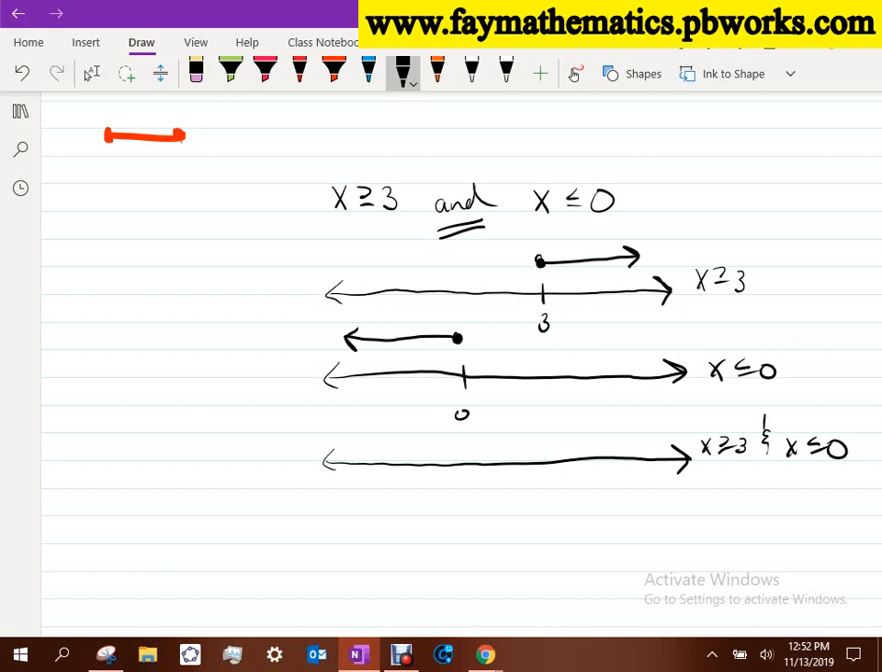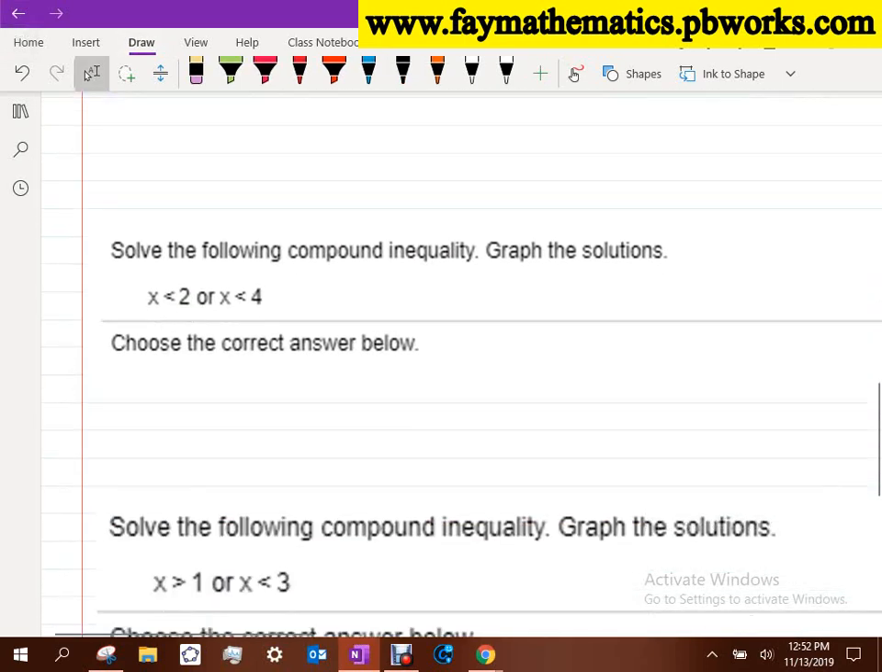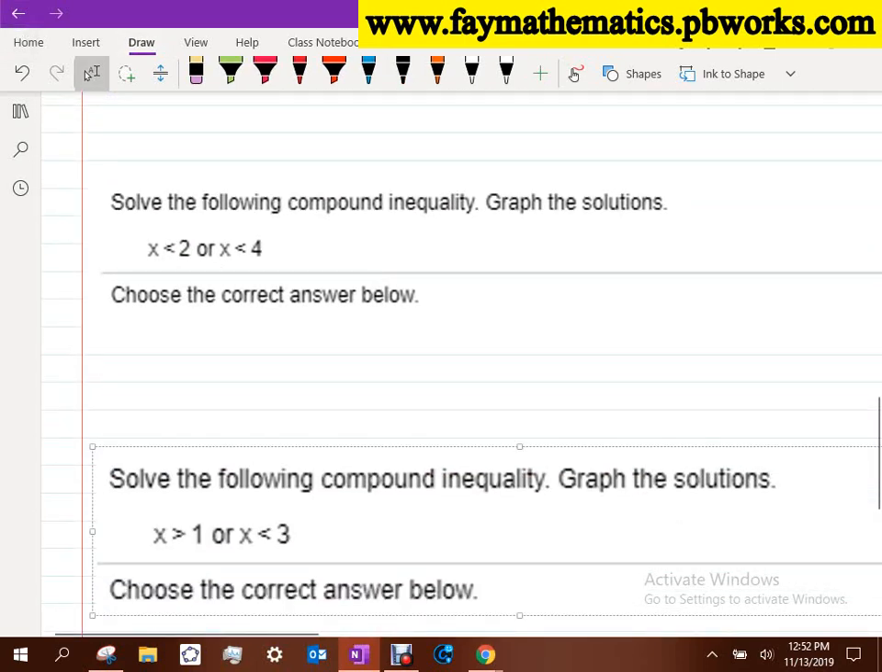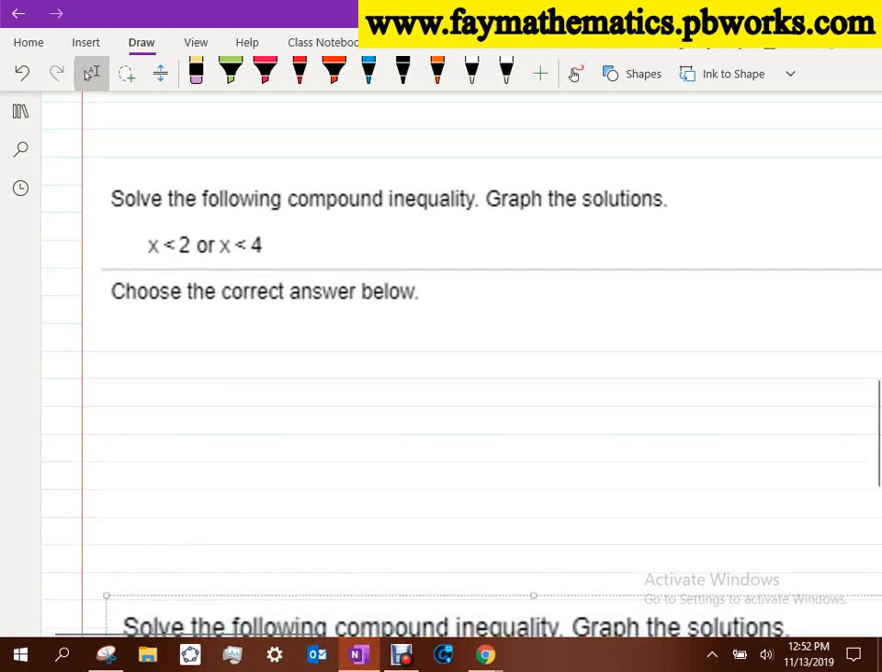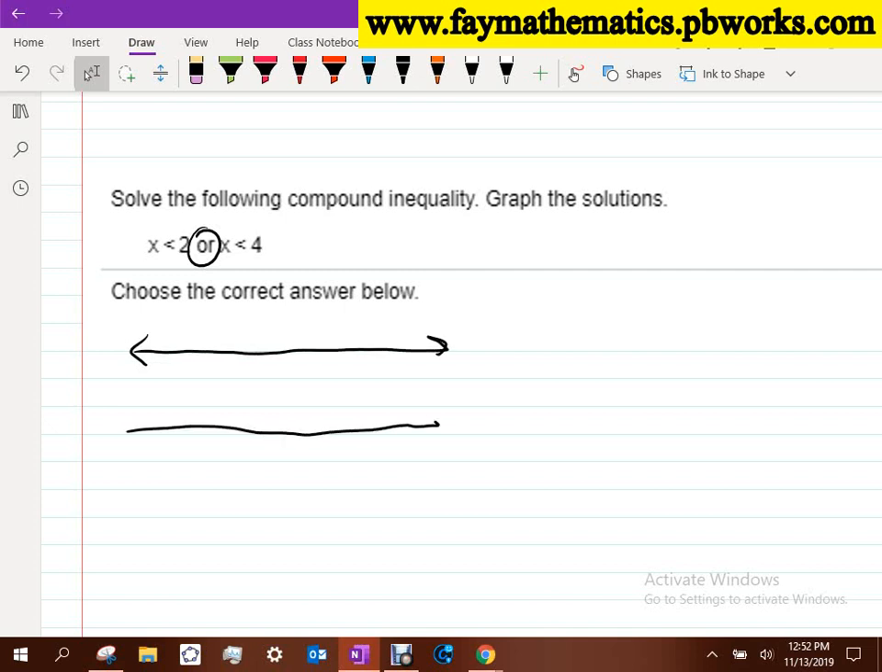Another situation could be this. Let's say that I've got a question here that says x is less than 2 or x is less than 4. So let's graph those individually. If I want to say x is less than 2, let's put 2 there, let's put 4 there, and x is less than 4.